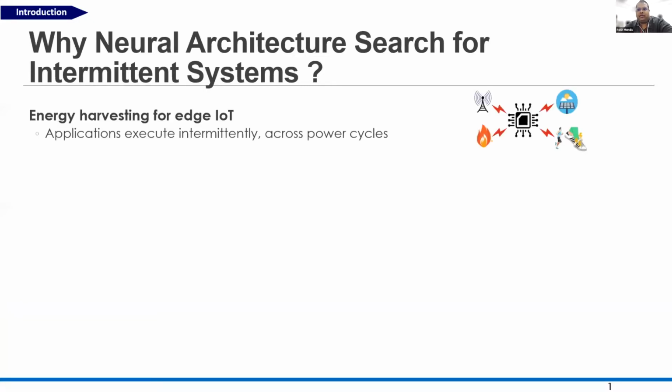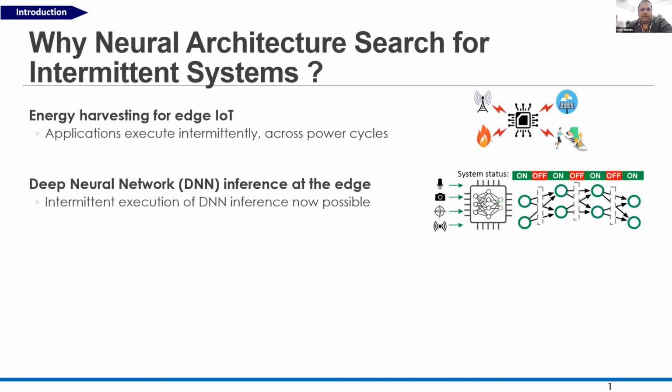So energy harvesting is a sustainable and low-cost solution for edge IoT devices. However, as ambient energy is weak and unstable, they experience intermittent power with frequent power failures. And at the same time, the advancements in deep neural networks have pushed inference to the very edge. And recent research has even enabled intermittent execution of deep neural network inference across multiple power cycles.